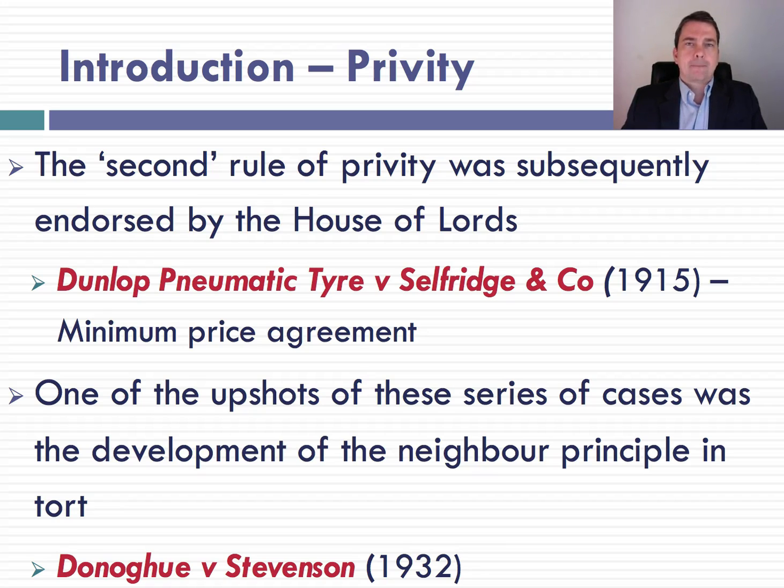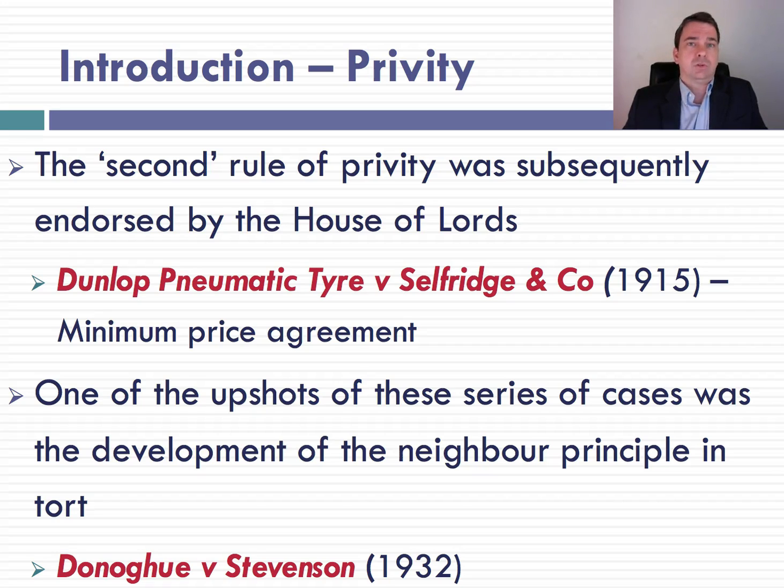In fact, not only does Dunlop Pneumatic Tyre v Selfridge confirm the second rule, it also confirms the first rule of privity, which is that you cannot impose obligations on third parties. In other words, the contract between Dunlop and Dew could not impose an obligation on Selfridge, just as much as Dunlop was not able to derive a benefit from the contract between Dew and Selfridge.